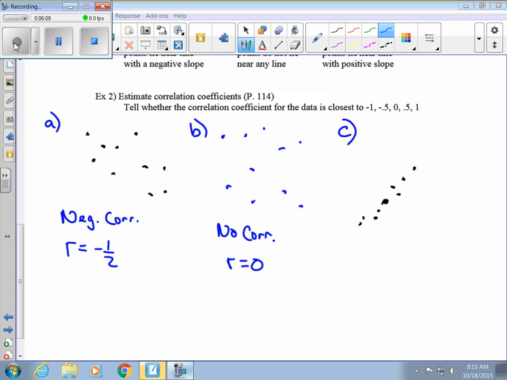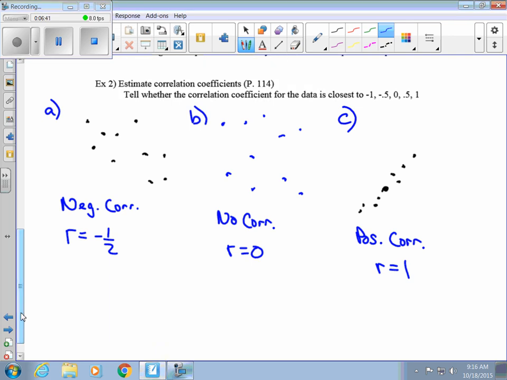And C, this one's definitely a positive correlation. And it's a pretty good fit, so we're going to say it has a correlation coefficient of 1. And the actual is approximately 0.98. So that's how you use your correlation coefficients. We're going to basically use -1, -0.5, 0, 0.5, or 1, depending on how close it is. Right? So that's what we're going to be looking at for our correlation coefficients.